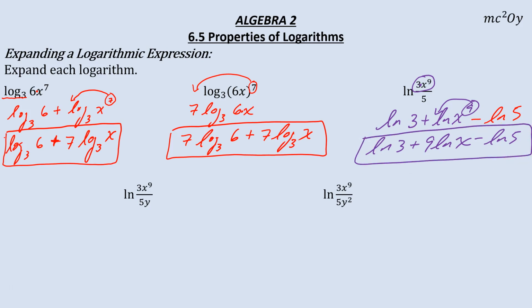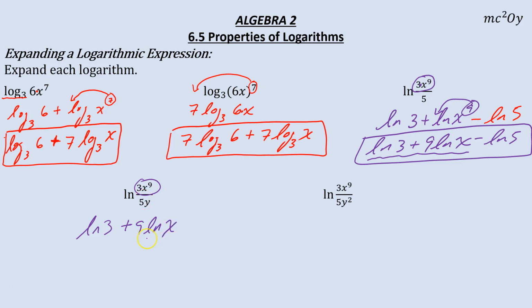Okay, notice the similarities between that problem and this next one. We still have 3x to the 9th on top. So that's not going to change. That 3x to the 9th is represented by this. So we're still going to have the natural log of 3 plus 9 natural log of x.